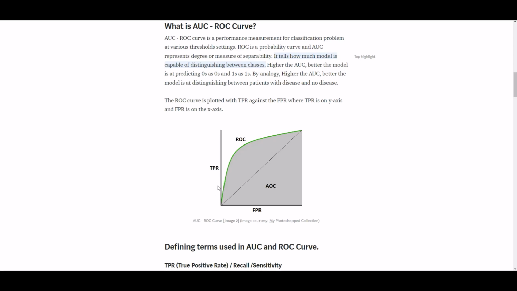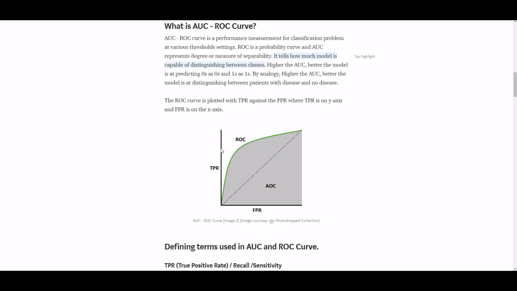And using the confusion matrix, you can calculate the true positive rate for different thresholds on the y-axis. True positive rate is defined as true positive divided by true positive plus false negative. So the denominator is true positive plus false negative. The numerator is true positive.